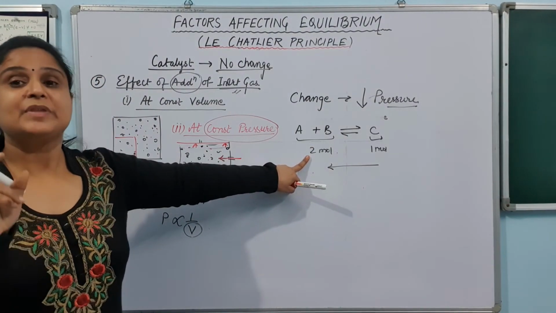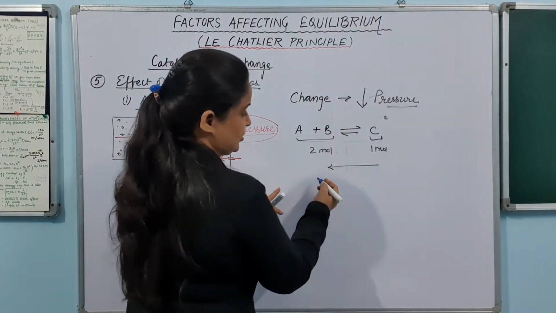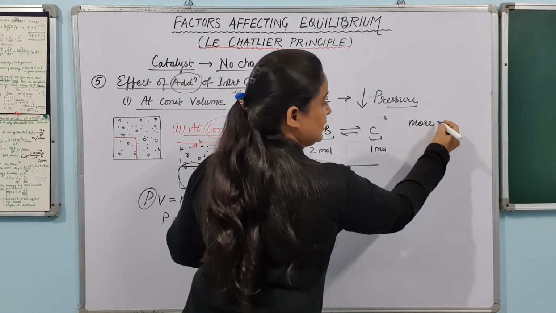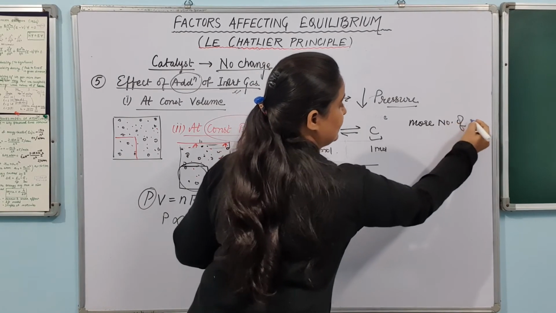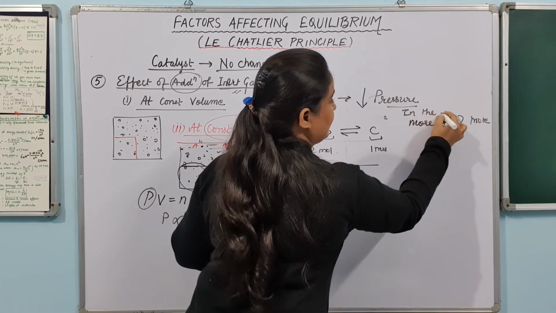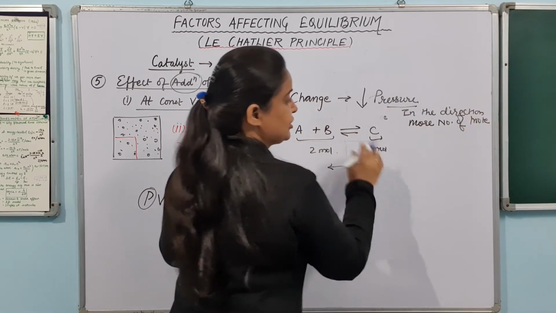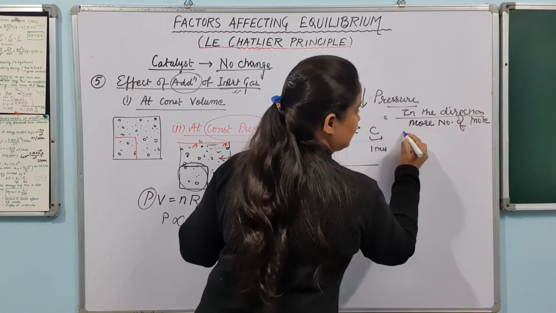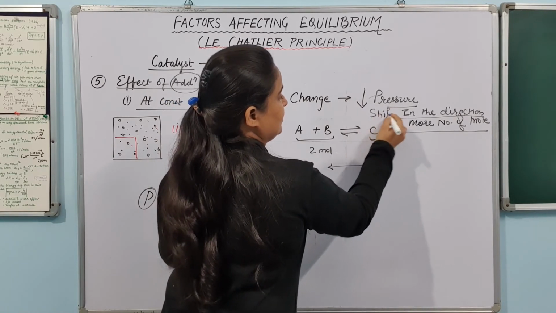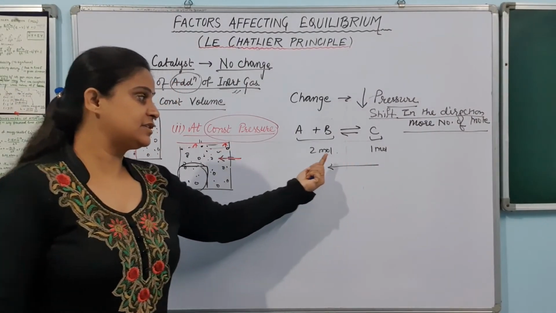So do remember, in case of addition of inert gas, equilibrium will shift in the direction where more number of moles are present. More number of moles. Note this down: the reaction will shift in the direction having more number of moles. So the reaction will shift this way.